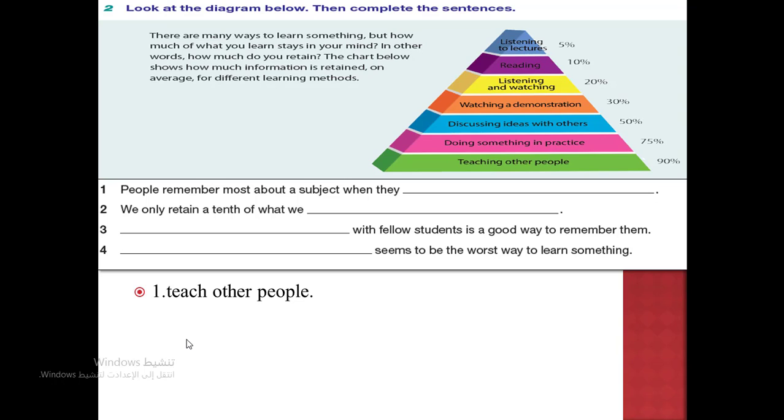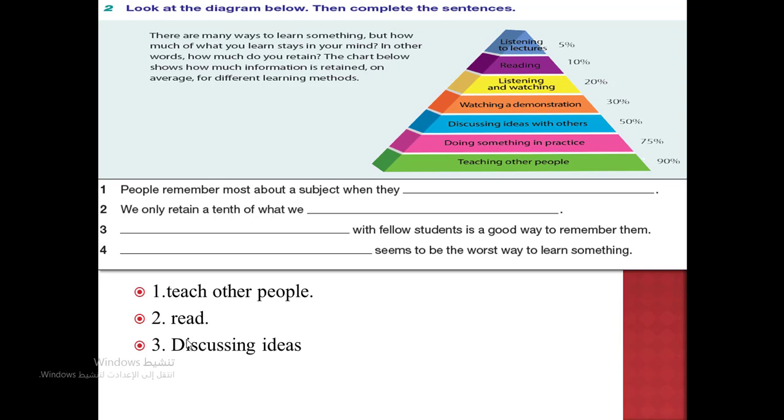Moving to number 2, we only retain a tenth of what we read, يعني 10. And in number 3, discussing ideas with fellow students يعني مع الزملاء مع colleagues أو classmates is a good way to remember them. So discussing ideas with fellow students is a good way to remember them.